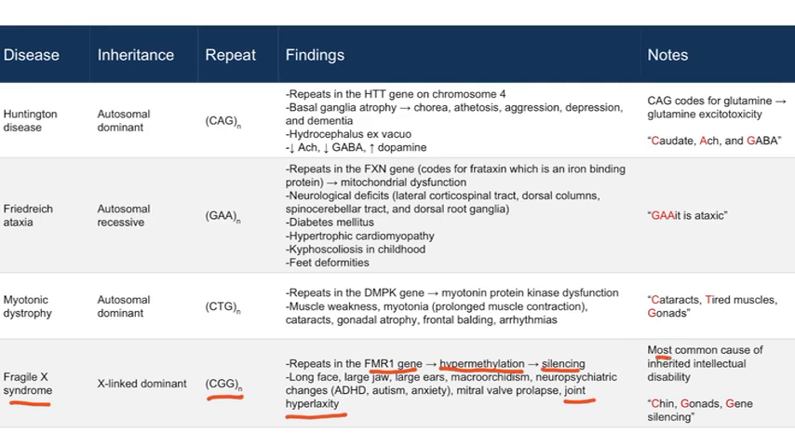Fragile X syndrome is the most common cause of inherited intellectual disability. Inherited here is a key word because Down syndrome is the most common cause of intellectual disability, but this is usually due to non-disjunction, so it's not really an inherited condition that follows a mode of inheritance. Whereas Fragile X syndrome is an X-linked dominant condition. The trinucleotide repeat can be remembered by recalling a few facts about the disease, so chin, gonads, and gene silencing. Notice that the first letter in each of these words corresponds to the trinucleotide repeat, CGG.